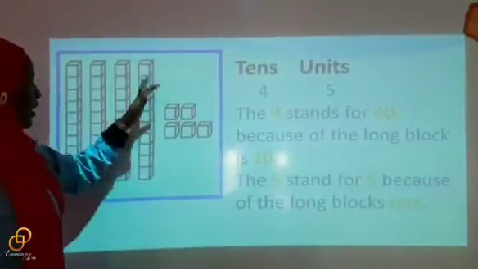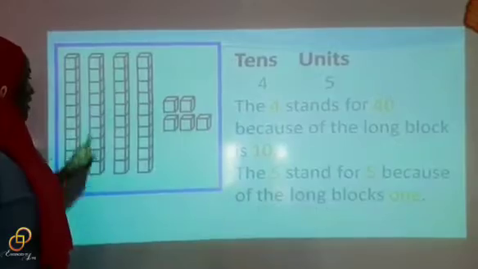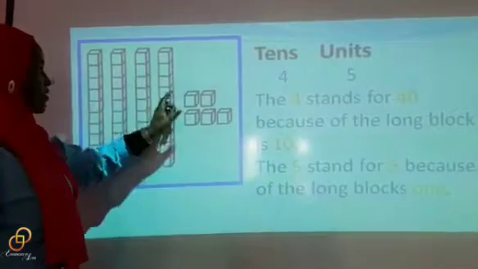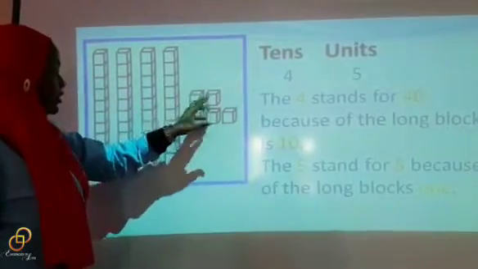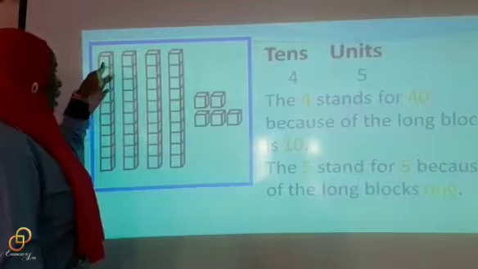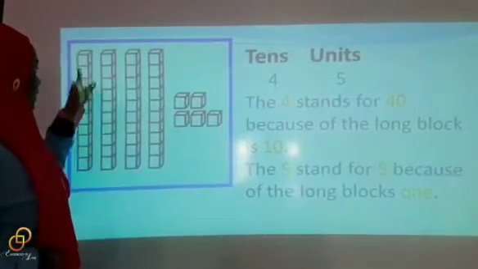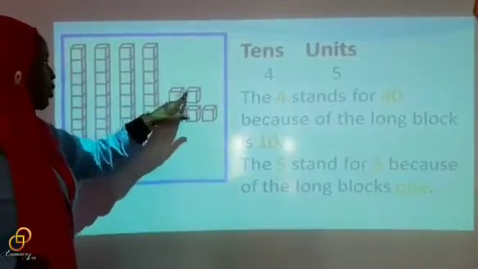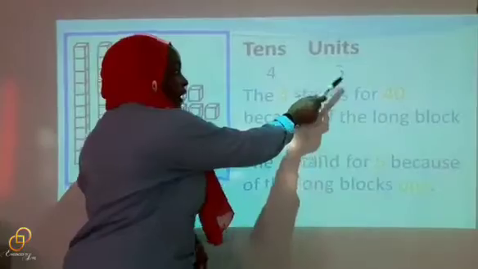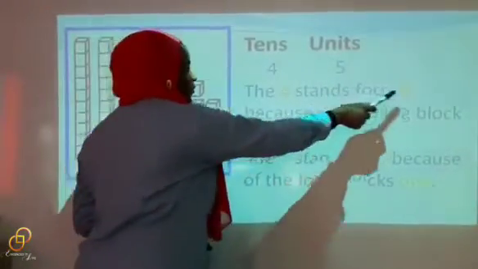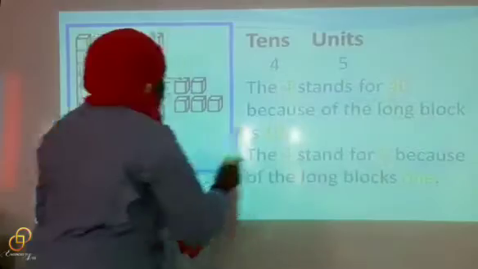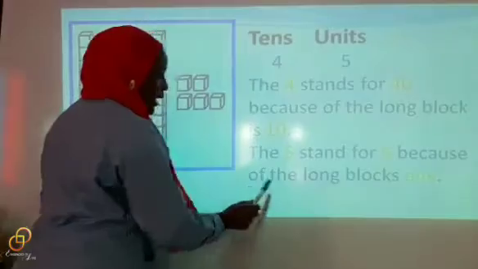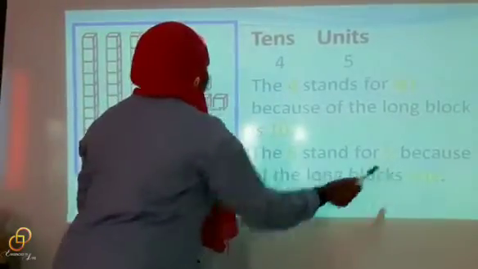Okay, let's break it down here. How many tens are here? We have the blocks here. The long blocks stand for tens, while the single blocks stand for the small ones, units. So how many tens are here? We have four tens. 1, 2, 3, 4. And how many units? 1, 2, 3, 4, 5. We have 5 units here. So the 4 stands for 40 because the long block is in tens. And the 5 stands for 5 because the short block stands for 1.